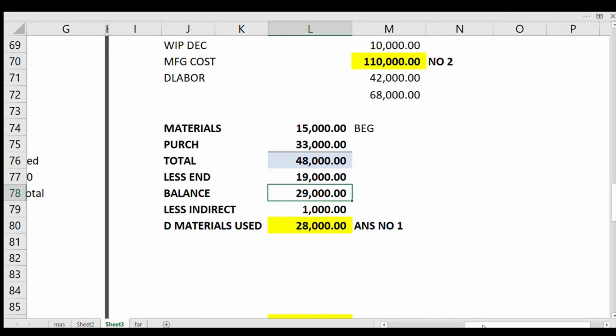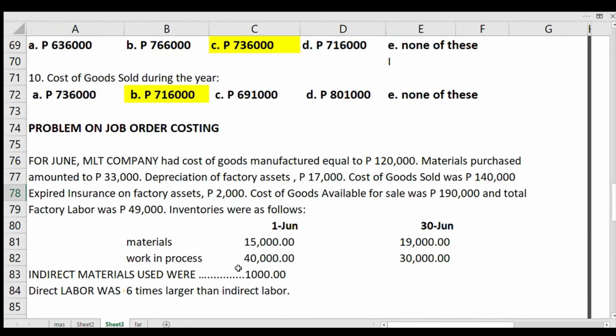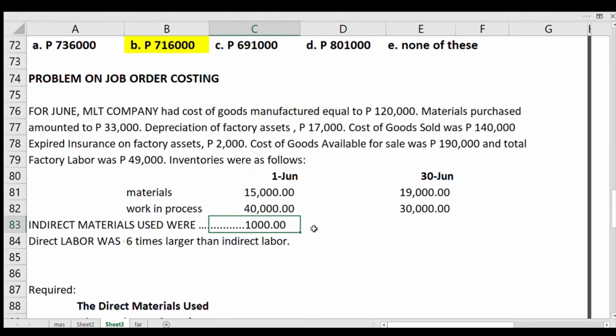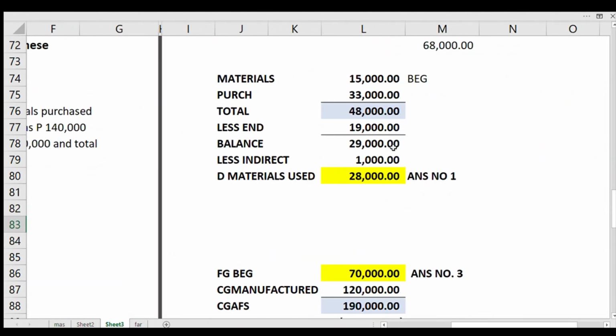Now, since there was a 1,000 peso worth of indirect materials, the balance of 29,000 includes the indirect material. So let us deduct the indirect materials, and we will now get the direct materials used. That's the answer for question number 1.